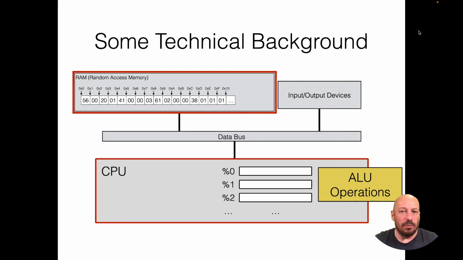We will use the memory for storing data. And if we want to do computations on this data, we first have to copy this data from the memory into the CPU registers.